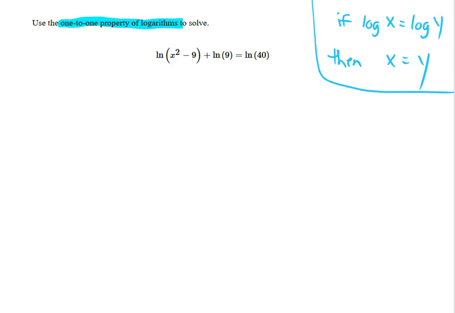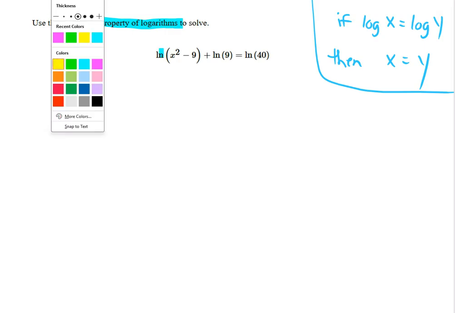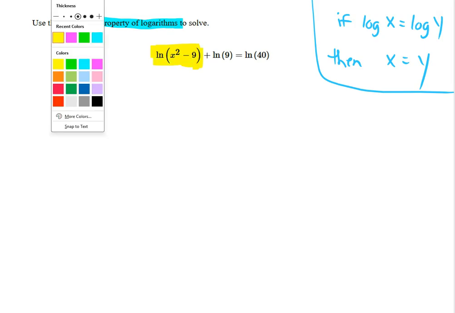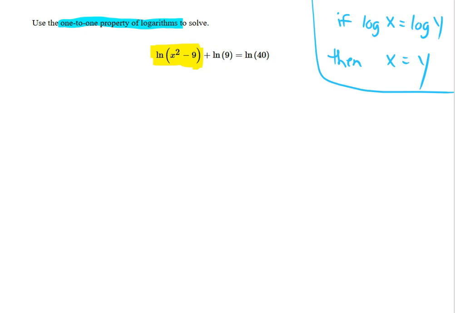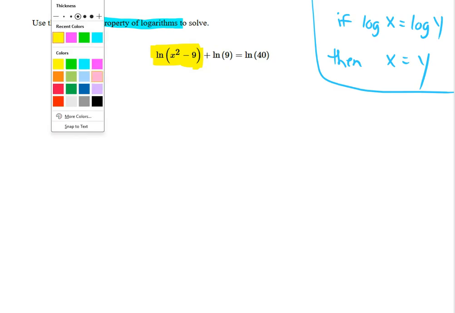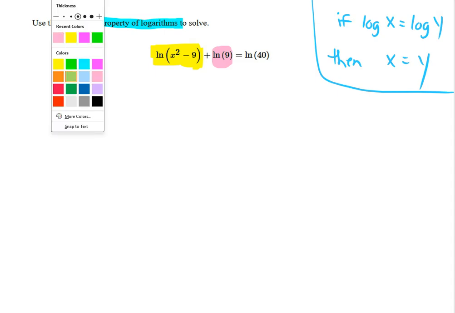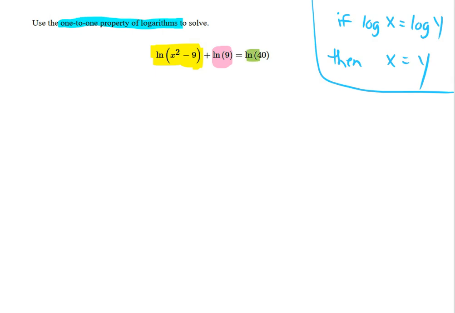Okay, now on this one, I actually have three separate terms. I'm going to highlight them for you. I have the natural log of an x squared minus 9. That's one term. Plus the natural log of 9 equals the natural log of 40. Those are three separate terms.